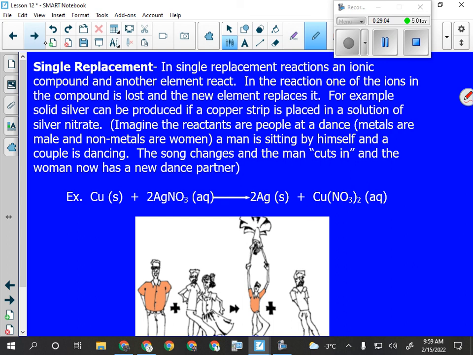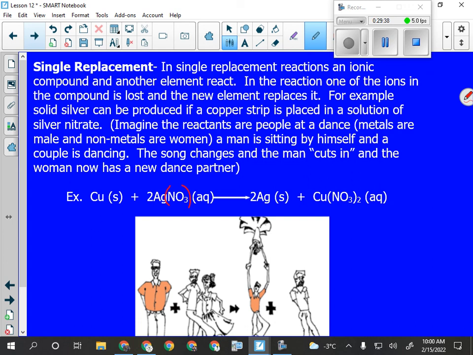All right, is this reaction balanced? How many copper atoms are there here? 1. How many copper atoms over here? 1. Okay. How many silver atoms are there here? 2. How many over here? 2. Okay. How many nitrates are there here? 2. Remember, nitrate is NO3. This says there's 2 NO3s. Everybody okay with that? Okay. How many NO3s are there over here?